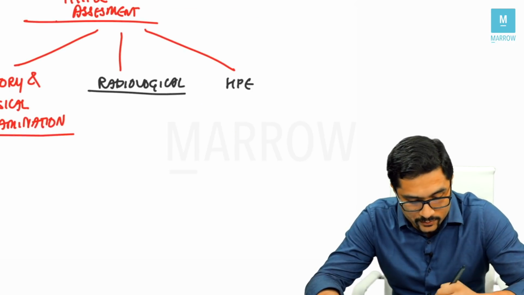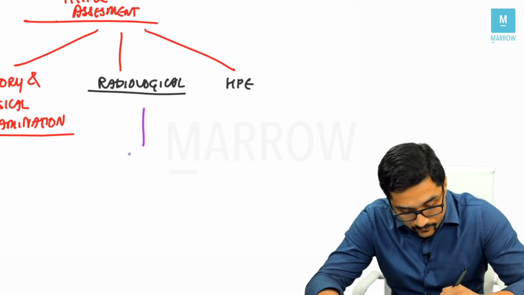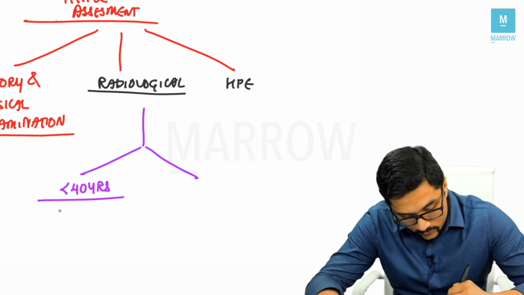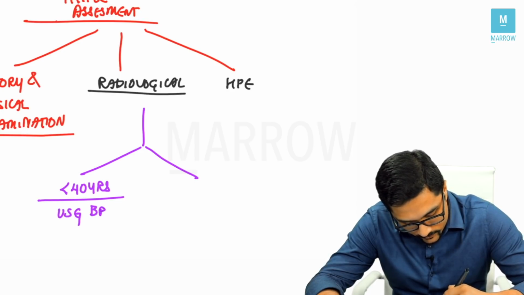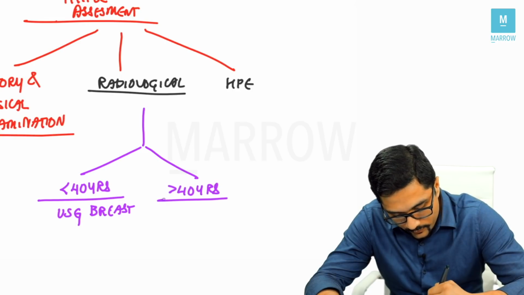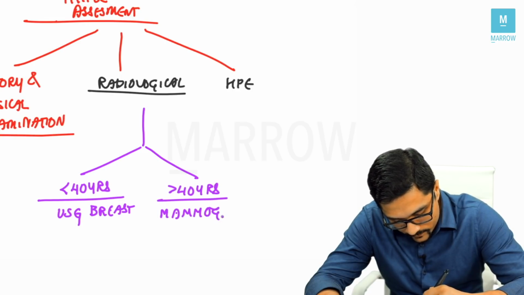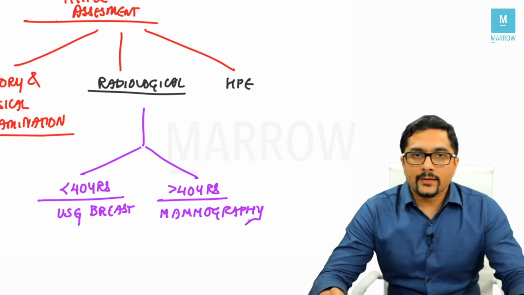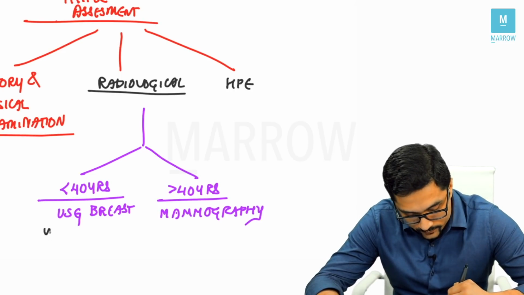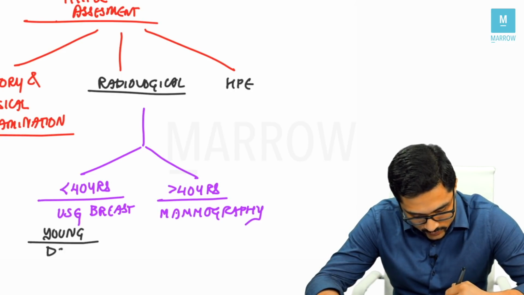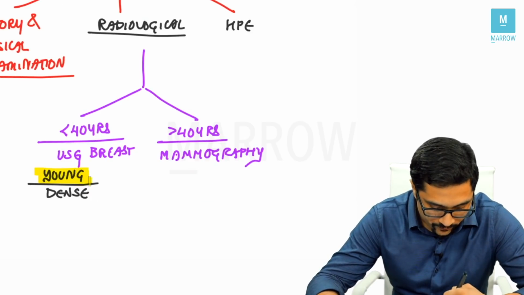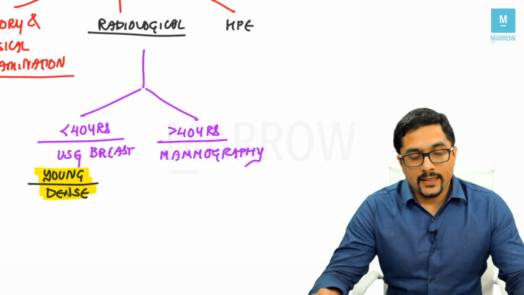Now the radiological tests which are done in triple assessment: if the patient is less than 40 years of age, then we carry out an ultrasound of the breast. But if the patient is more than 40 years of age, we carry out a mammography first. Why is this division there? So this division is there because young patients have dense breast tissue, and mammography is not sensitive in dense breast tissue.